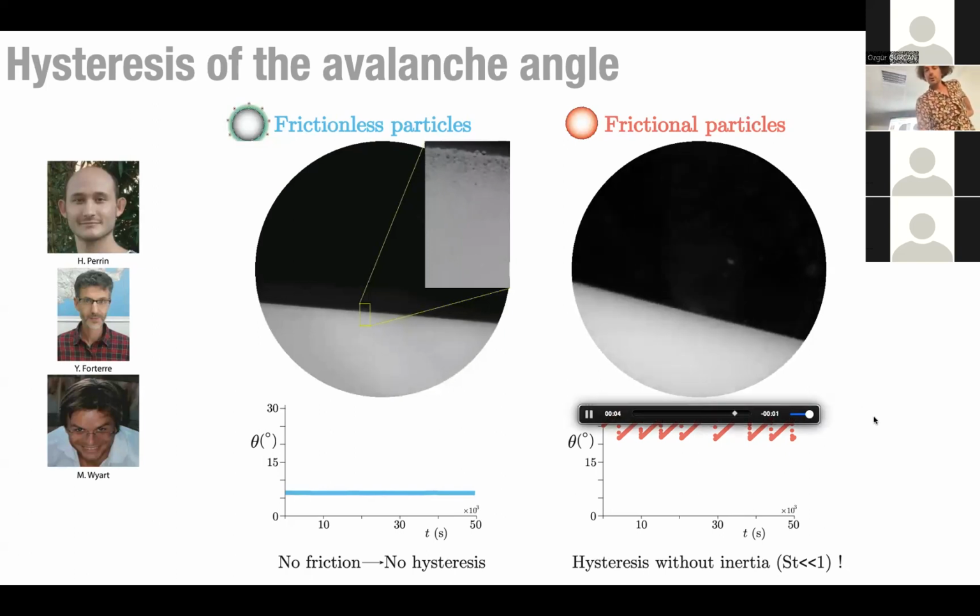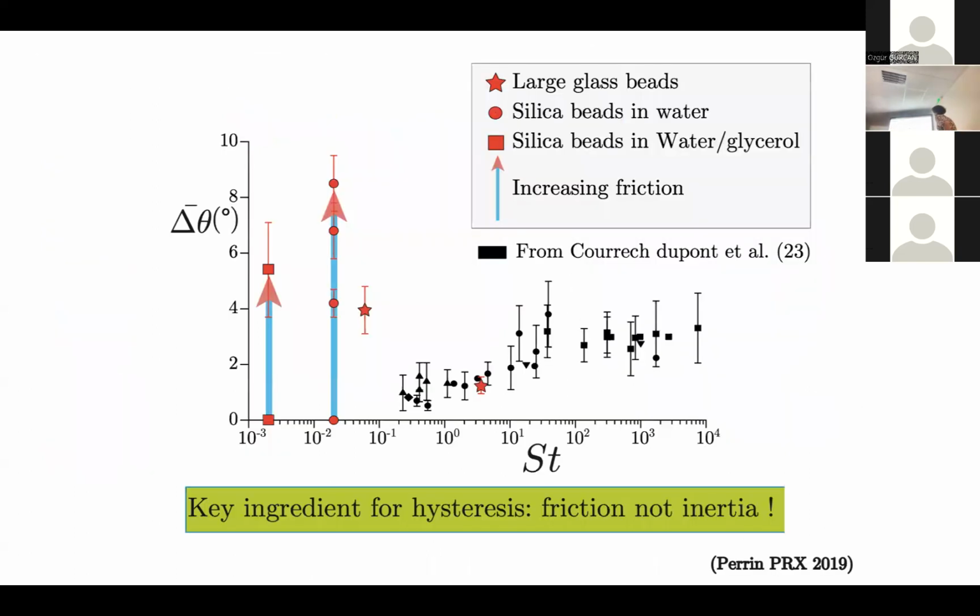We were quite surprised because the Stokes numbers we have here are very small. So this is the data of Courrech du Pont, and this is our experiment with the silica grains. You see the Stokes number is much lower. We even added glycerol in the water to further reduce the Stokes number. If grains are frictionless, there is no hysteresis. But if we turn on the friction by putting ions in, then we have a large hysteresis. So it seems that for the hysteresis of the avalanche angle, it's not really inertia that matters. It's more the friction between the grains. Okay.